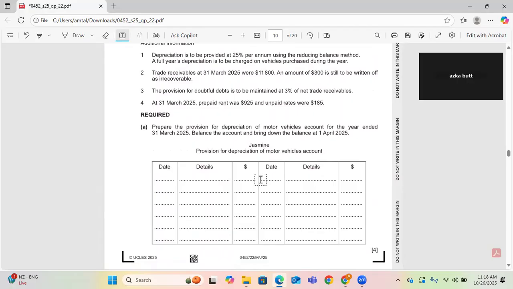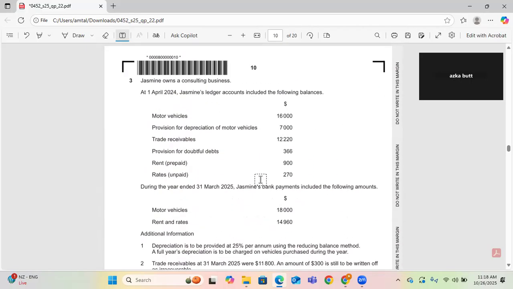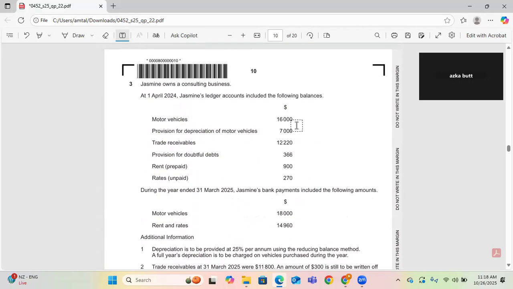So first of all, we have to write the opening provision. As you can see that the opening provision is 7,000. So let me write it.